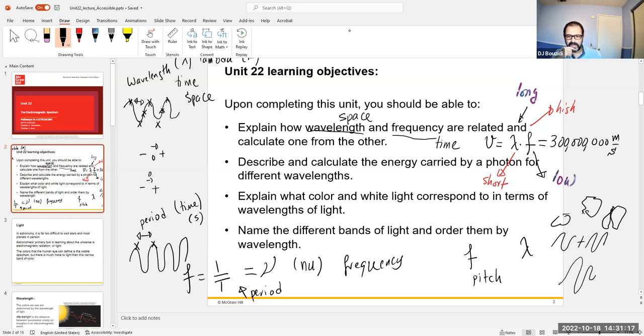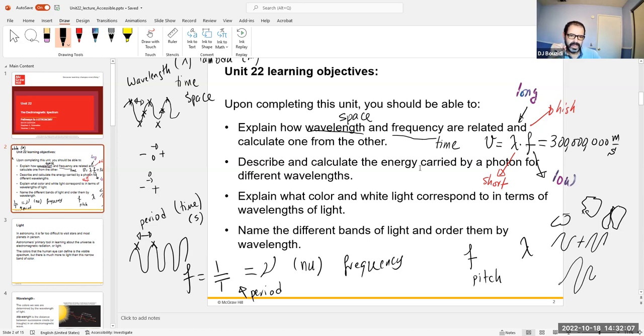And then name the different bands of light and order them by wavelength. Okay. So we're going to go from the shortest wavelength to the longest wavelength. The shortest wavelengths, remember from this analogy here, have high frequencies. Short wavelength, high frequency. The shortest wavelengths that are known, and nothing is shorter than they are, are the gamma rays. The gamma rays are so high frequency that you cannot even imagine how much frequency it is. They're extremely high energy. That's another point about energy, I know we forgot to mention it when I was talking about the photons. The higher the frequency, the higher the energy.